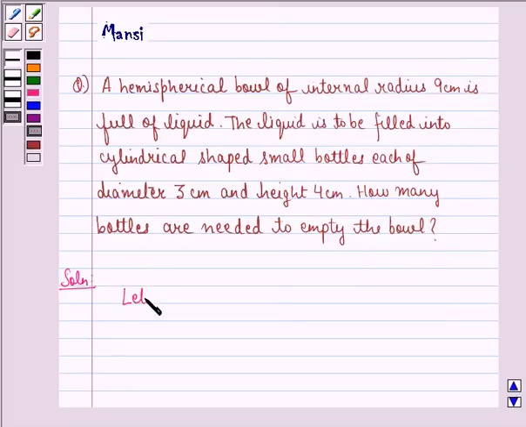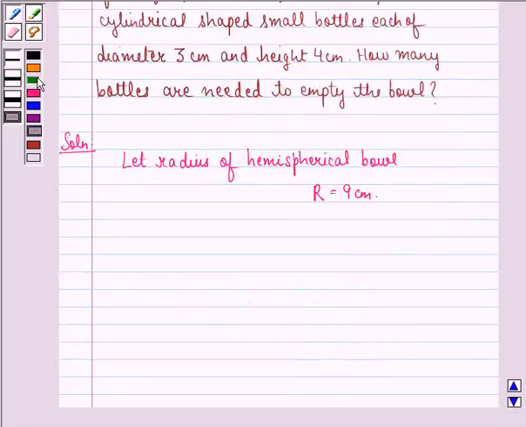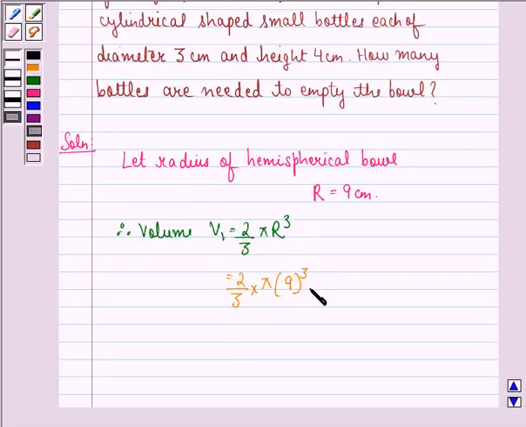Let the radius of the hemispherical bowl, that is capital R, be equal to 9 cm. Therefore, volume, say V1, will be equal to 2 by 3 pi R cube, because the volume of a hemispherical bowl will be 2 by 3 into pi into cube of the radius. That is 2 by 3 into pi into 9 cube. So we call this equation 1.